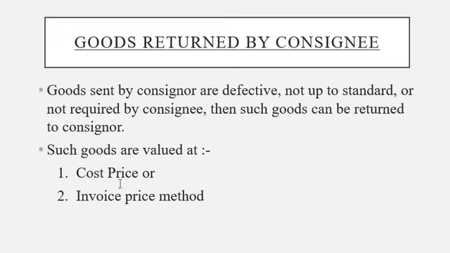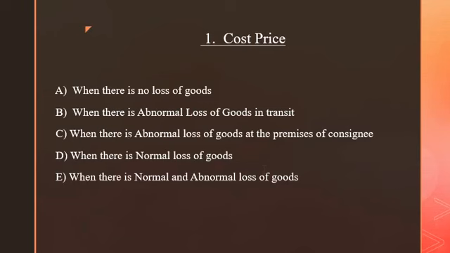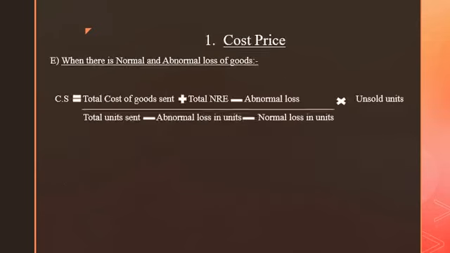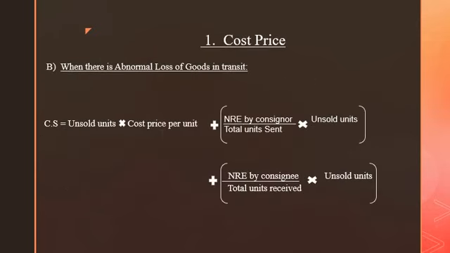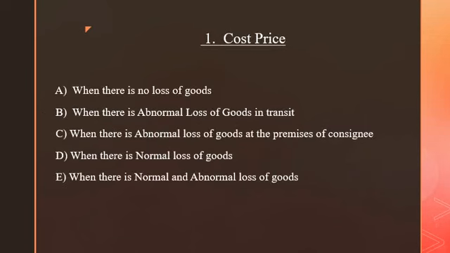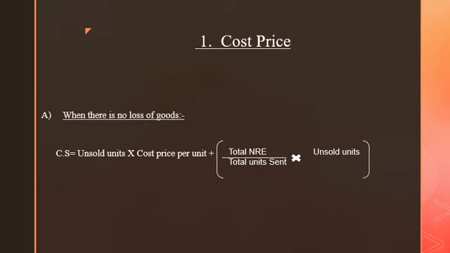Consignment stock can be valued in two methods. One is the cost price method and second is the invoice price method. So the cost price method we have already seen, these 5 steps, the 5 ways of calculating consignment stock. The invoice price is also a similar one. You'll be calculating invoice price also in these 5 ways itself: when there is abnormal loss, when there is normal loss, when there is abnormal as well as normal loss of goods, when there is no loss of goods. The same kind you will be solving, but wherever cost price is written, there you will be replacing it with the invoice price method.